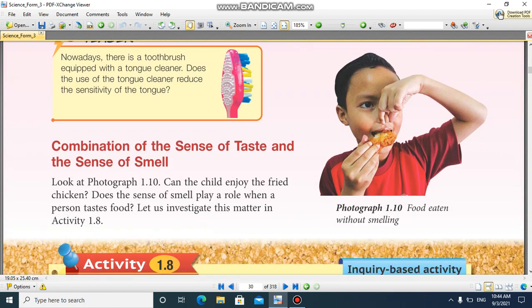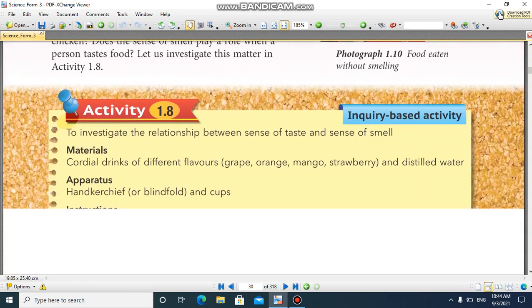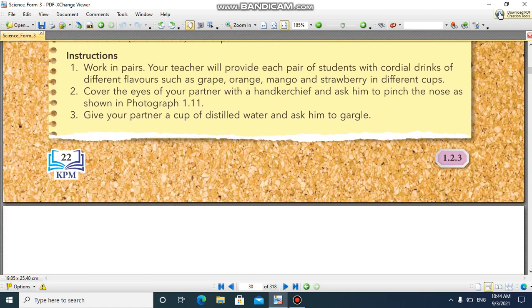Combination of the sense of taste and the sense of smell. Look at photograph 1.10. Can the child enjoy the fried chicken? Does the scent or smell play a role when a person tastes food? Food eaten without smelling. How do you feel? How do you taste?